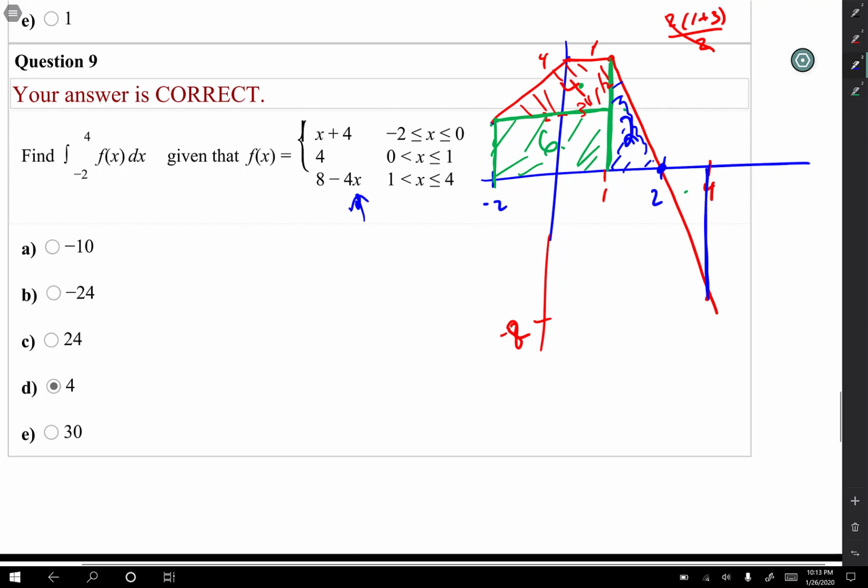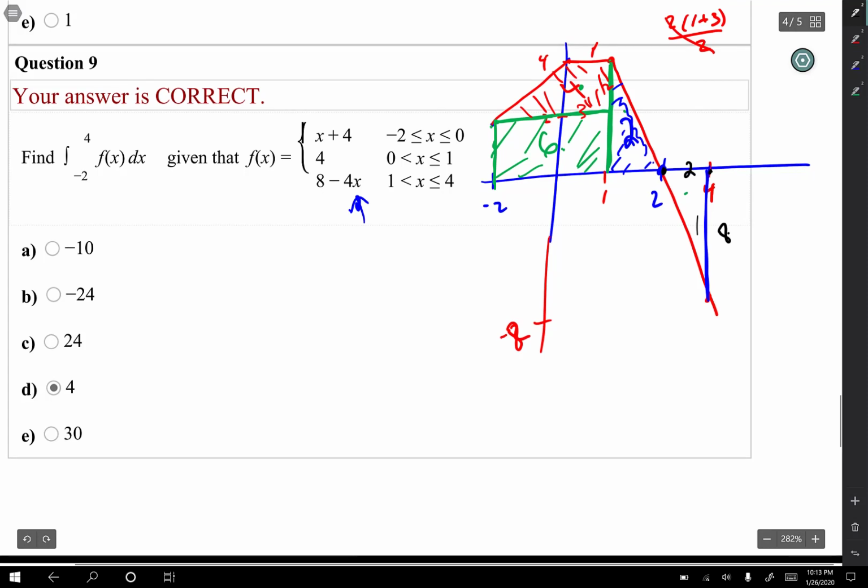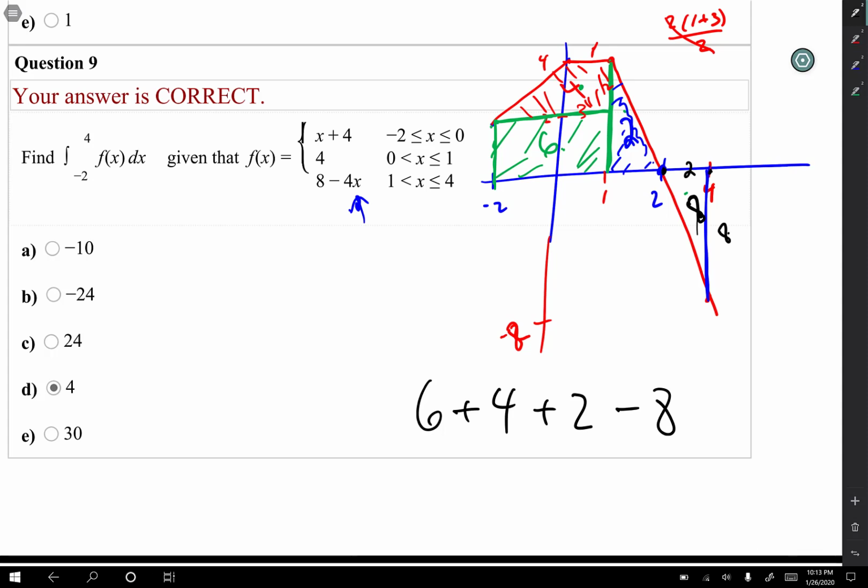And then again, I'm going to use black. This width here between 2 and 4, that's a 2. And then this height here is 8. 2 times 8 is 16. 16 divided by 2 is 8. So there you go. All right, let's add them up, guys. 6 plus 4 plus 2 minus 8. The minus 8 is because it's below the x-axis, guys. 6 and 4 is 10. 10 plus 2 is 12. 12 minus 8 is 4. So the answer is 4.